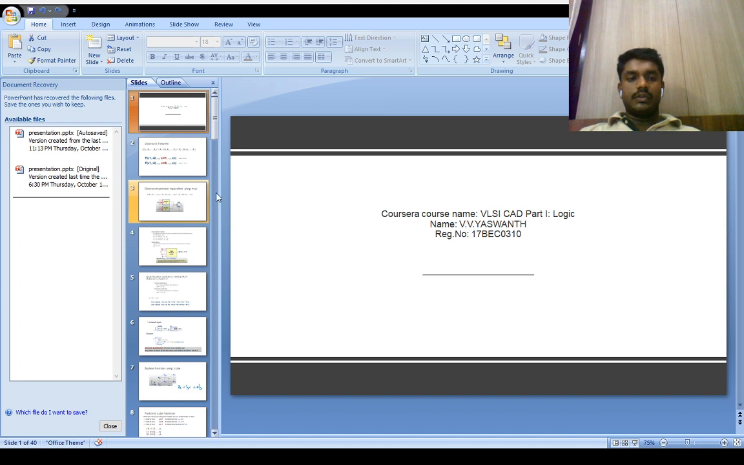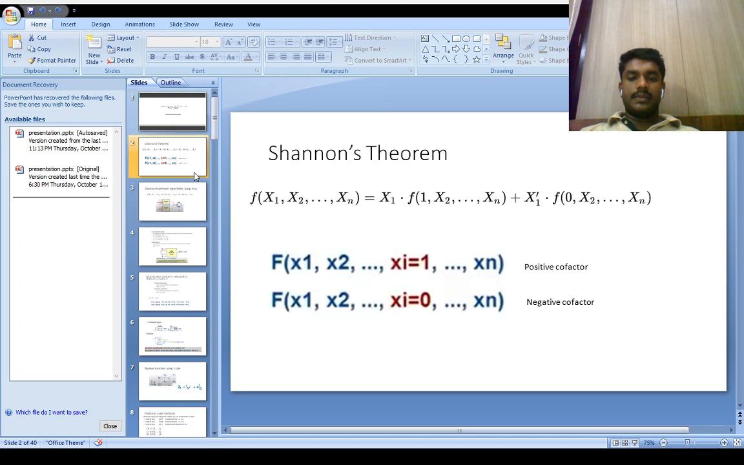Coming to the topic, there are many theorems and some important topics which we will use in VLSI CAD. Coming to the first topic, its name is Shannon's theorem.